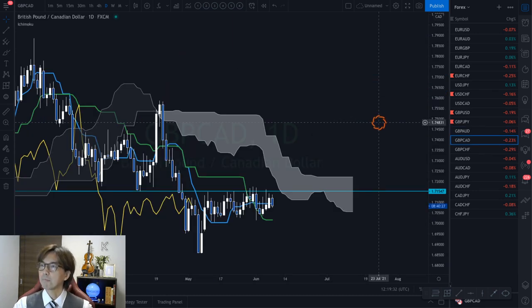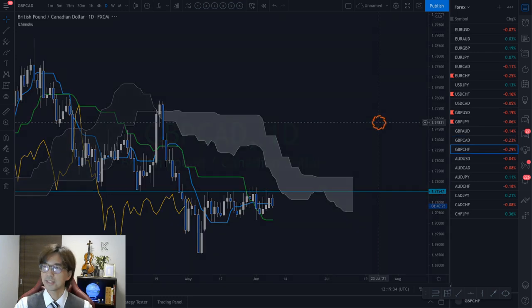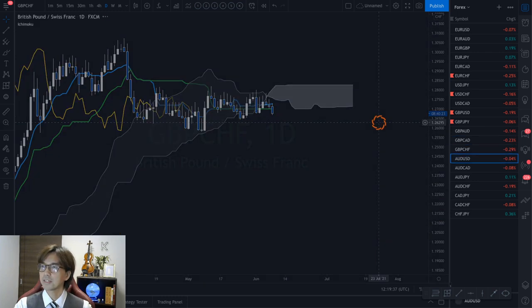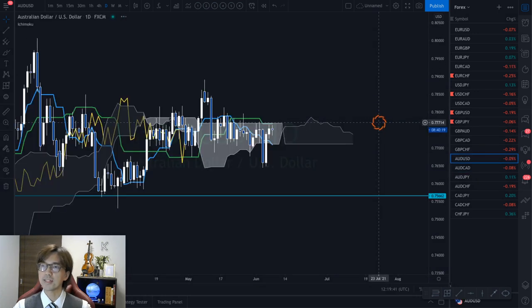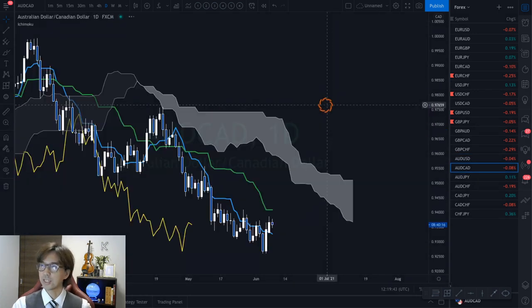And let's say Pound CAD is flat now, it's ranging. Pound Swiss franc ranging too. AUD USD is ranging. The price is in the Kumo now, so there is no trend. AUD CAD is also ranging too. It's retracing backwards. Kumo flat, Kijun Sen flat now.